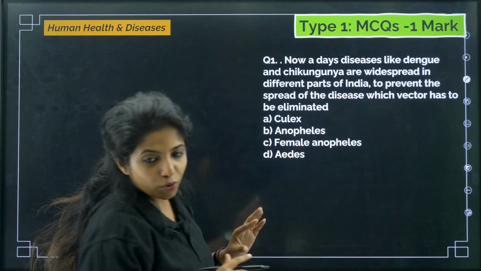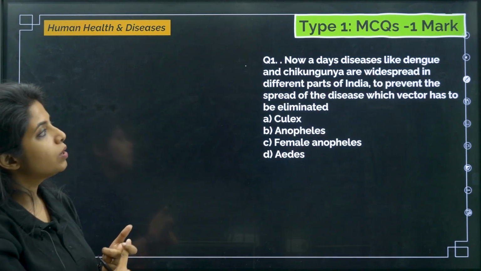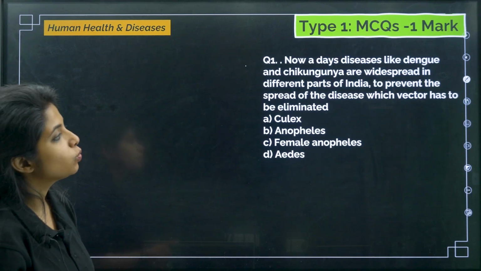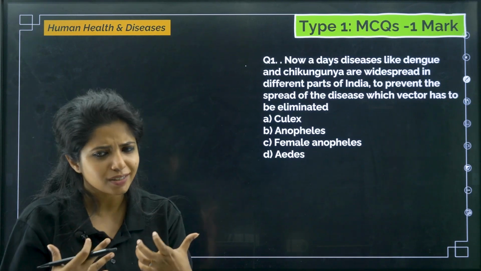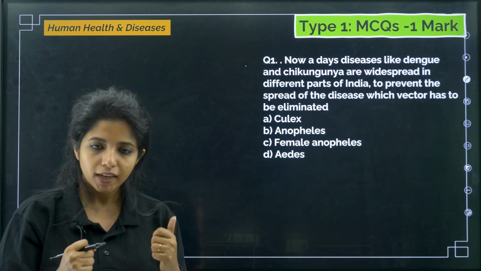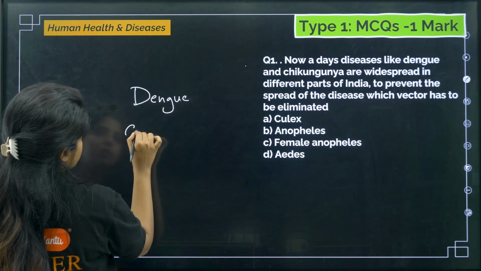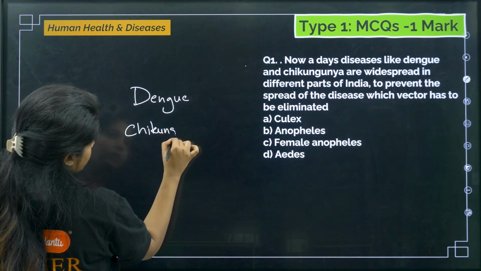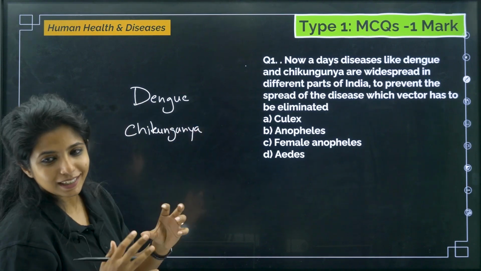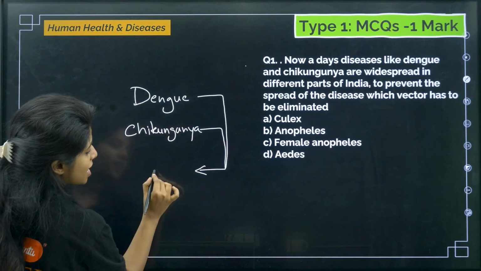Now, no more talking. Let's solve the questions. So the first question that we have: nowadays diseases like dengue and chikungunya are widespread in different parts of India. To prevent the spread of disease, which vector has to be eliminated? What do you mean by vector? Vectors are the ones that transfer the disease from one person to another. Now you have 2 diseases. One is dengue and the other one is chikungunya. And they are asking you what is the vector that basically spreads these diseases. So children, the vector for both of them is Aedes.